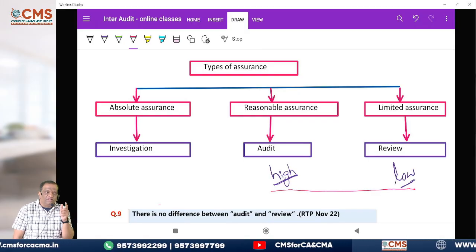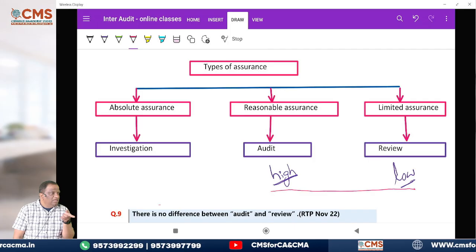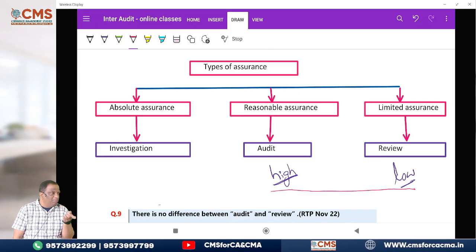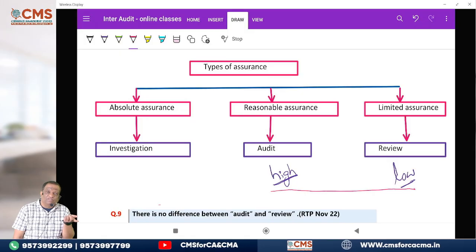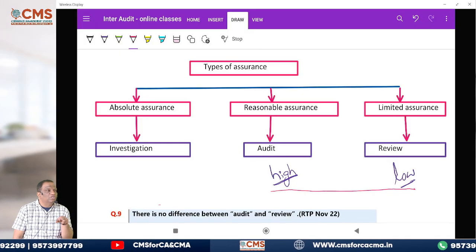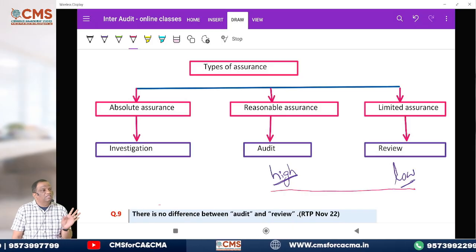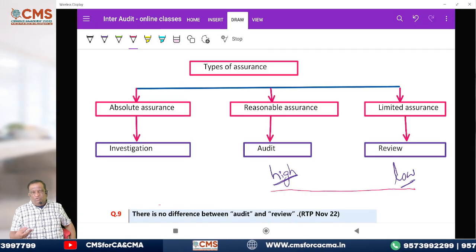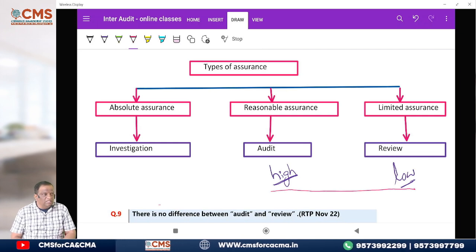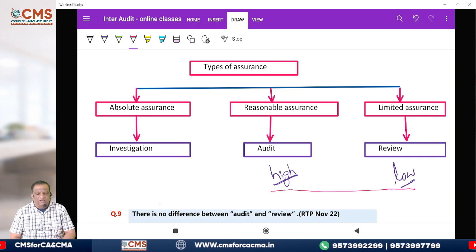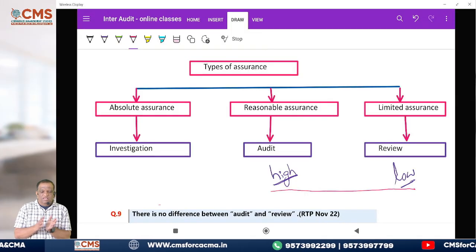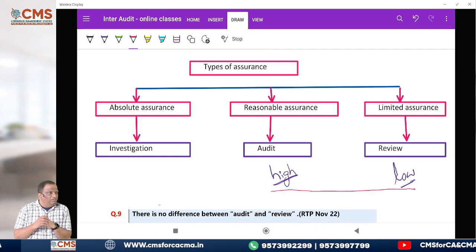Now, who is preparing what and giving it to whom? The responsible party is compiling the subject matter and giving it to the practitioner. But how is the practitioner verifying? Based on suitable criteria. He verifies and gives it for the use of the intended user. So that is assurance engagement. Now you tell me, what are the three types of assurance that I am having? Absolute assurance, reasonable assurance, and limited assurance. Now, which is more reliable? Absolute is more reliable. And between reasonable and limited, which will be a little higher?